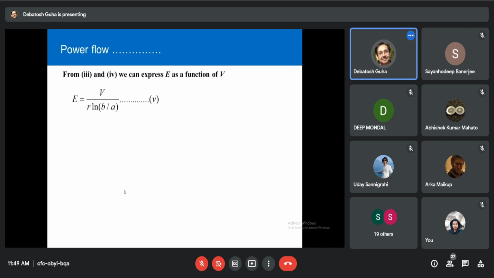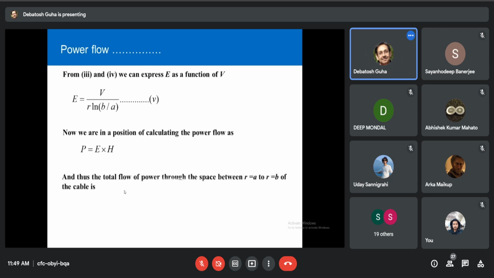So it is the relation from charge to voltage, and we are going to calculate the power flow. That is your Poynting theorem, and from that you can calculate this power flow, the power vector. And the power will be flowing through a space. It is starting from r equal to a to r equal to b, right?